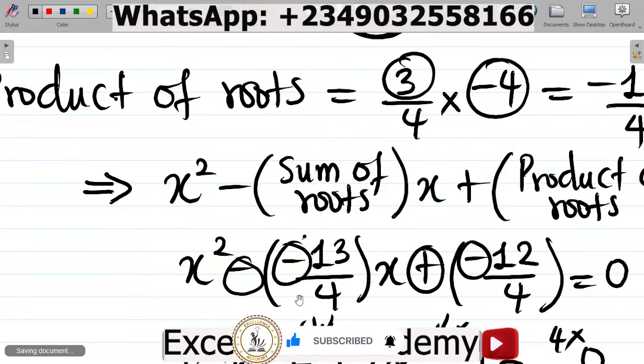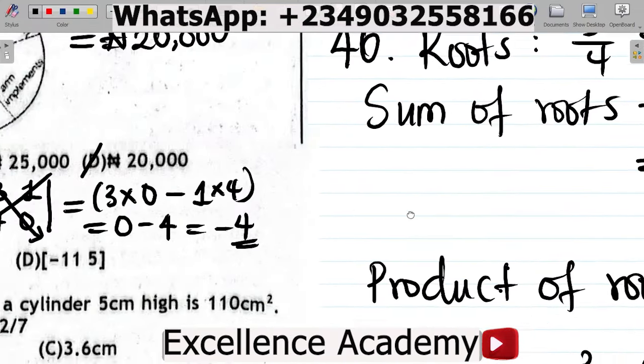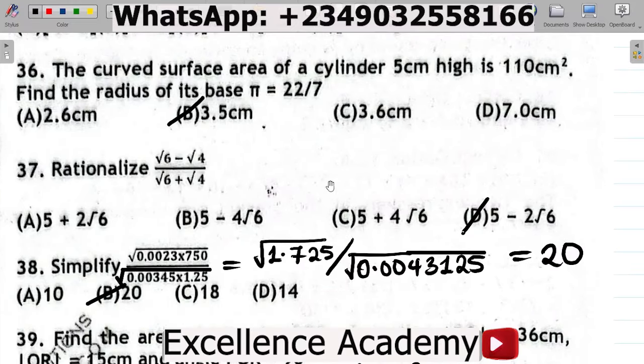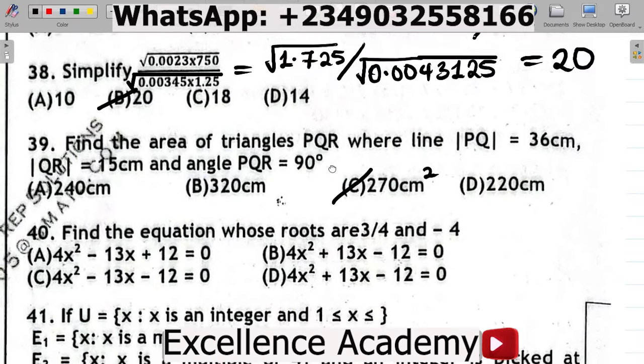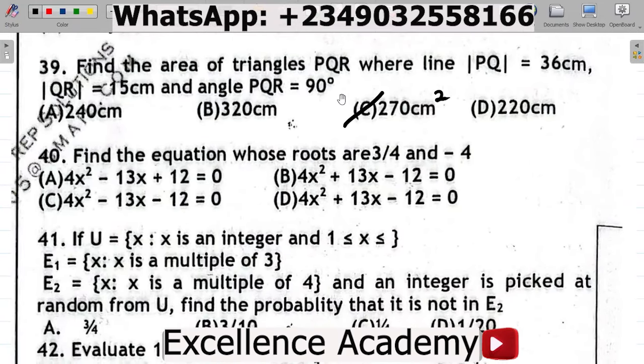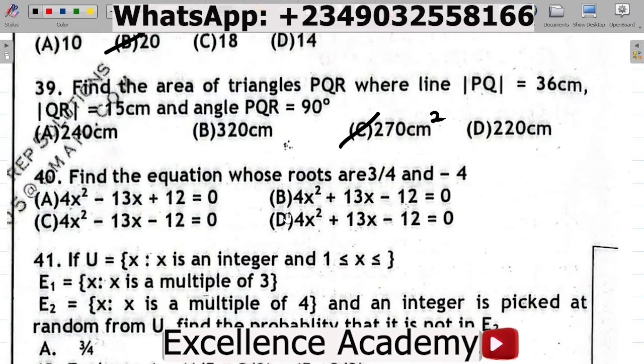Let's see which option matches this particular answer. Looking at this, the correct option here is option D, 4x squared plus 13x minus 12 equal to 0. So that's the correct answer.